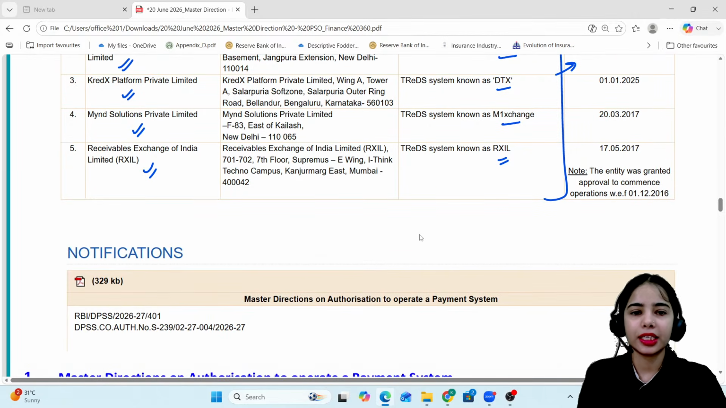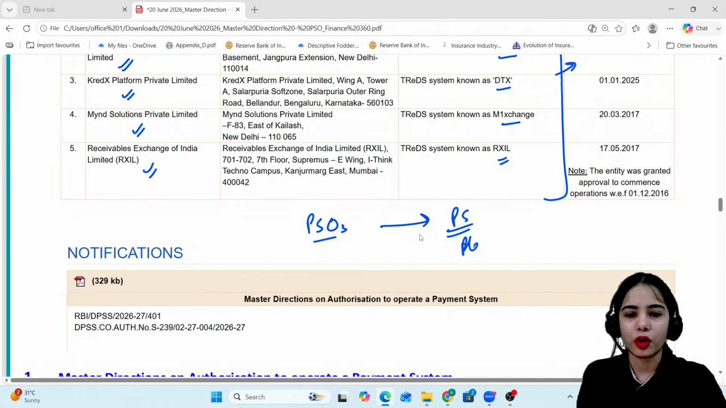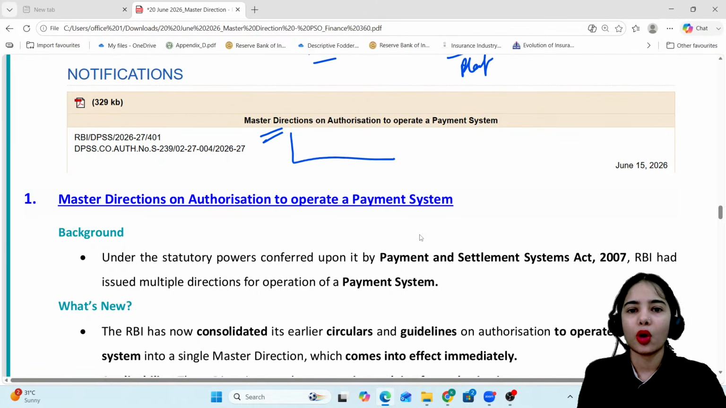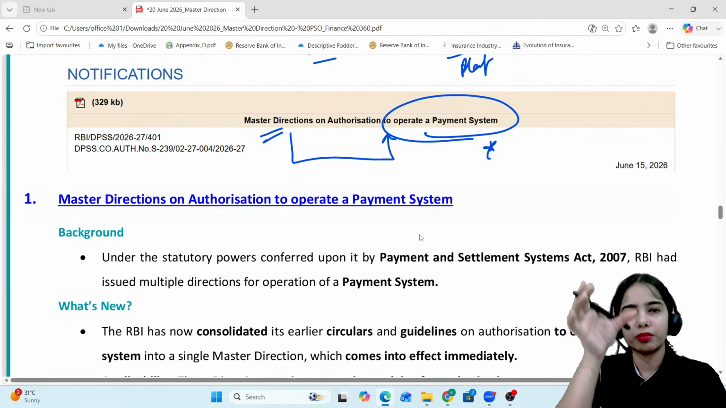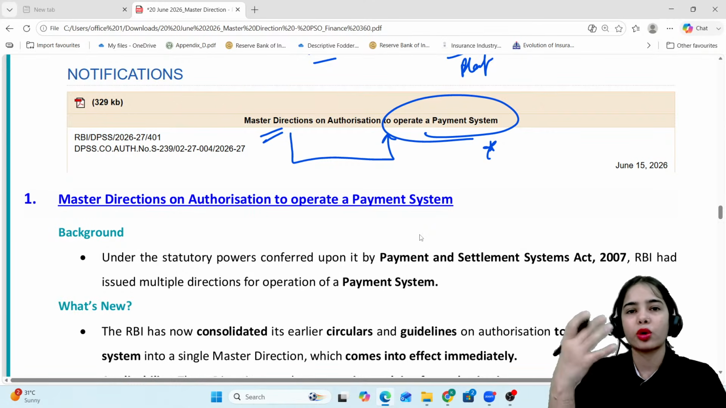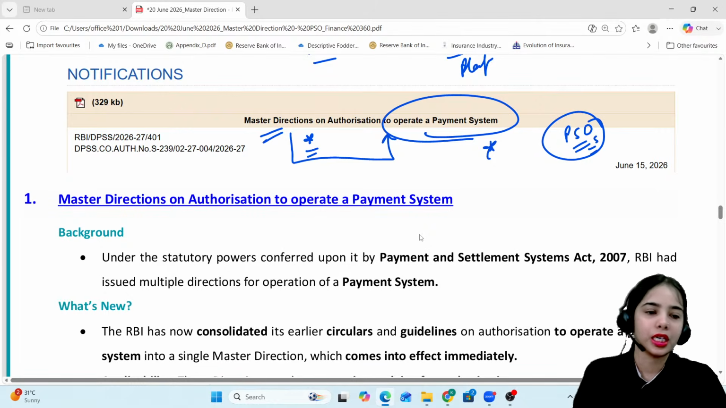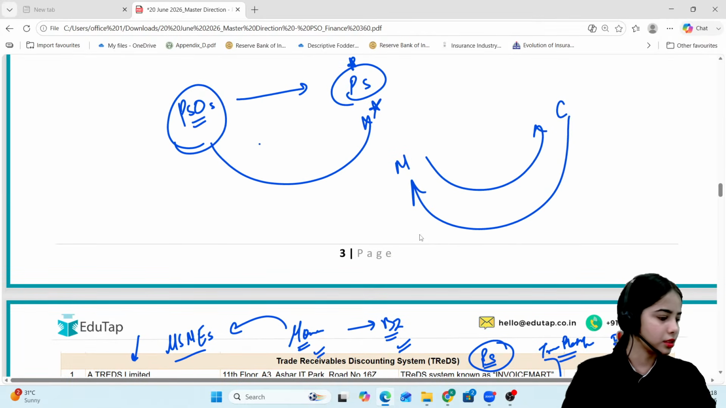So this is the idea that the payment system operators run the payment system, they run some platform so that the transactions and the payments can happen smoothly in a particular domain. So now the RBI has released the master directions on the authorization to operate a payment system so that all the different guidelines or directions have been compiled here, so that clarity is provided for the payment system operators. Okay, chalo. I hope till now there is no confusion.